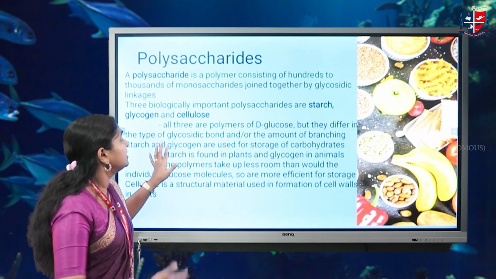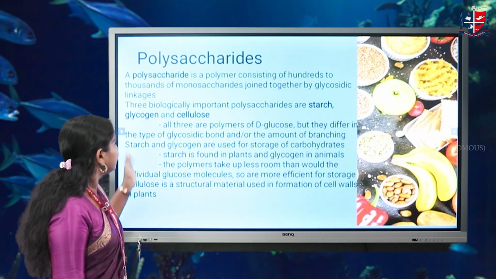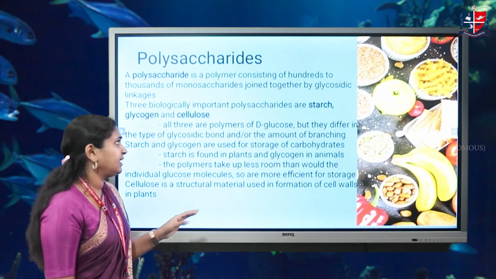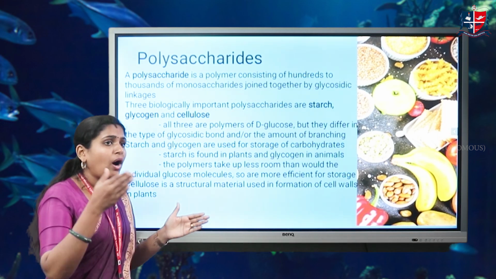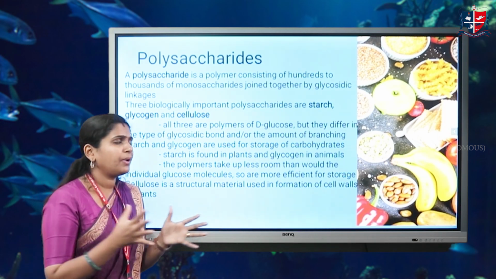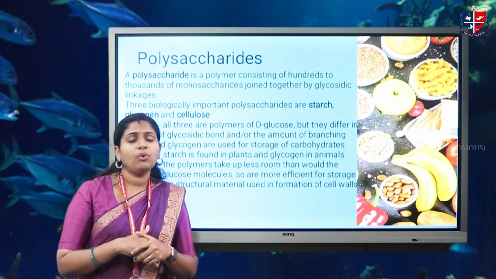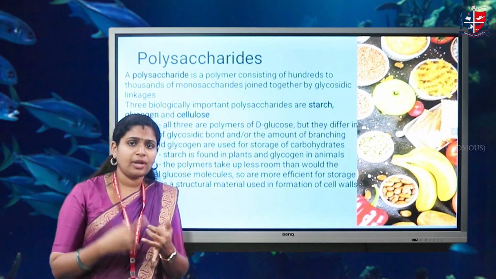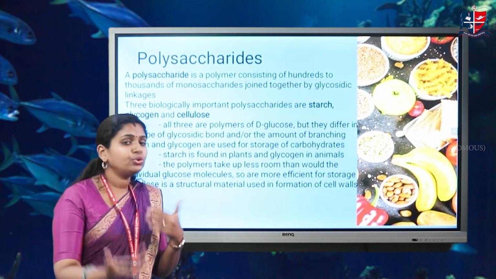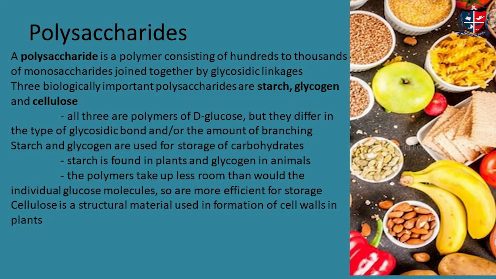Now we can move to each polysaccharide. These are all the properties of the polysaccharides that we have already discussed. From 100 to several more sugars combine together for the formation of a polysaccharide. And the biologically important polysaccharides are starch, glycogen and cellulose. We need to go through each of these polysaccharides. The first one is starch.